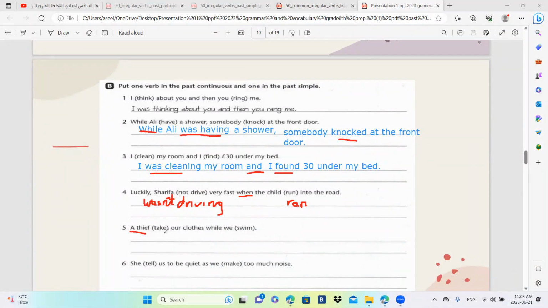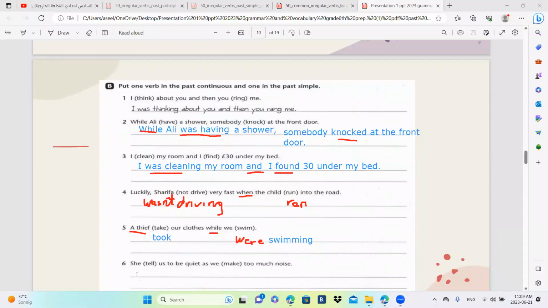Now, a thief took our clothes while we swam. So always when we see "while", we need to put past continuous or progressive. So we were swimming. Let me use this form, swimming. You see, swim should be with double M in swimming because we have one vowel letter before the last consonant letter and one syllable. While adding -ing, we need to double the consonant letter. And before or after "while", we need to write past simple tense. So a thief took here. A thief what? Took. Okay.